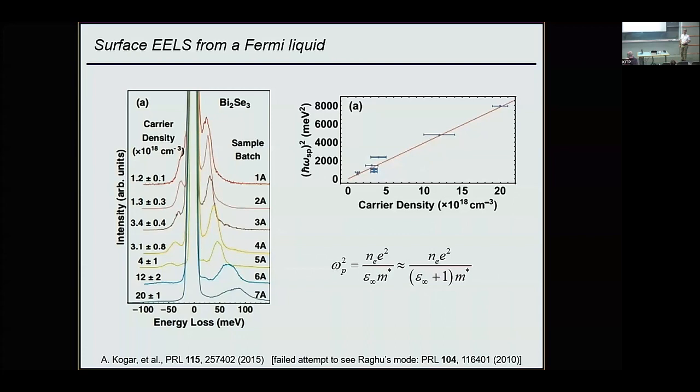But we're not the only group that does EELS. People have seen surface excitations in 2DEGs on, say, beryllium. There's a surface state band, and you get a gapless mode.